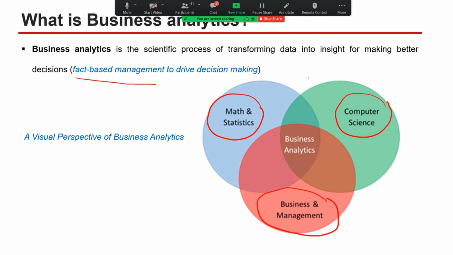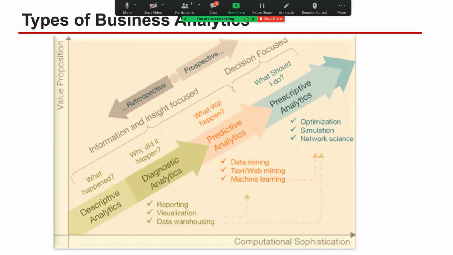So now the question is, what kind of analytics do we have? We have four types of analytics. The first one is descriptive analytics. The second one is diagnostic, then predictive, and prescriptive. Normally when we talk about descriptive and diagnostic, these two use historical data and we try to understand what happened previously. Based on the previous data, we try to get insights: what happened, what factors are affecting our sales, what factors are affecting our inventory, and so on.